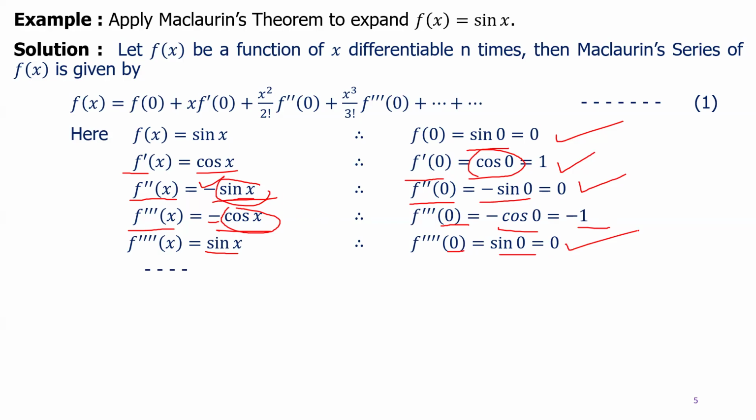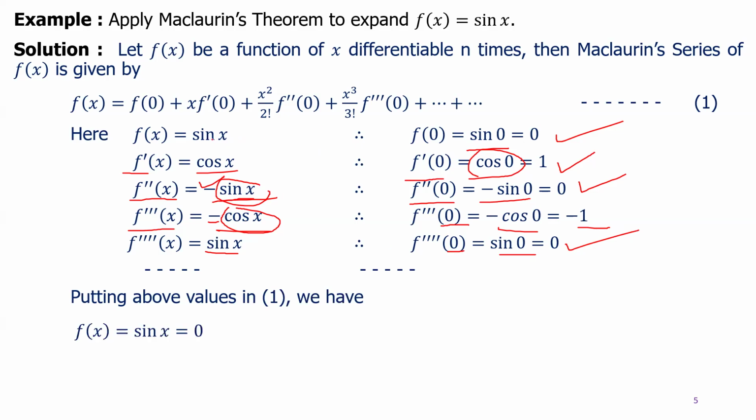So now if we differentiate in the same manner, then we are able to find each and every derivative. No need to write down because we have the pattern. Let us see how we are using the pattern over here. So let us substitute all these values in equation number 1. We have f of x is what? f of x is nothing but sin x. So we have written sin x.